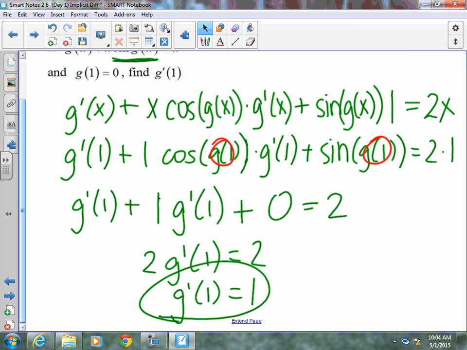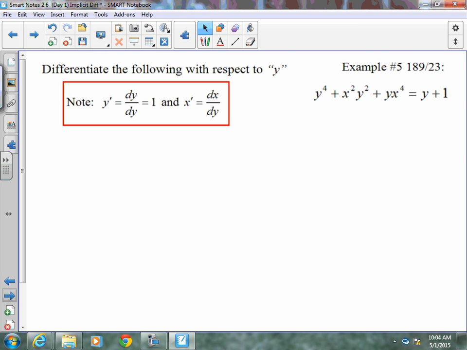And we're finished. For this next example, derive this in terms of y, meaning y's derivative is 1, but anytime you derive an x, you get a dx/dy. Give that a try, and we will talk about it.